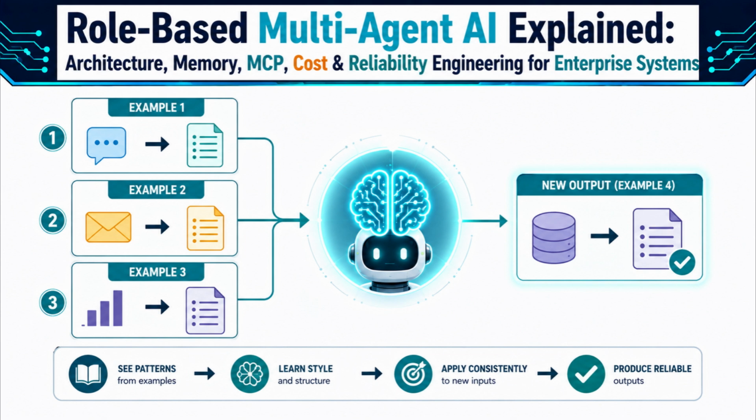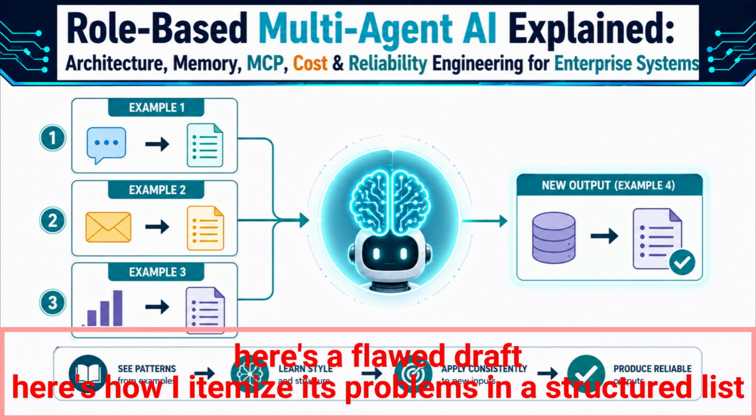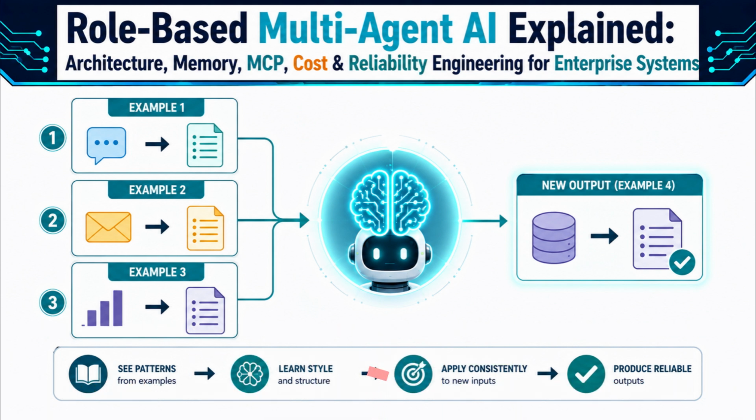In a critic agent, 2 examples of "here's a flawed draft, and here's how I itemize its problems in a structured list" will fix inconsistent formatting far faster than another paragraph of instructions ever could. Teams that skip few-shot examples often spend weeks fighting inconsistent output that 2 or 3 well-chosen examples would have fixed in a single afternoon.